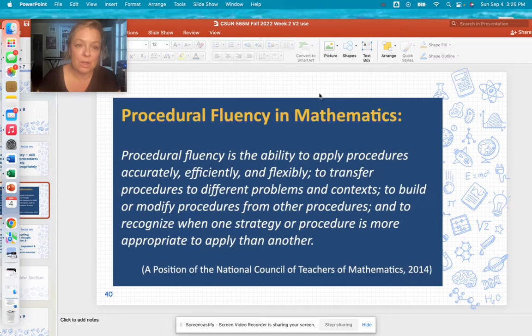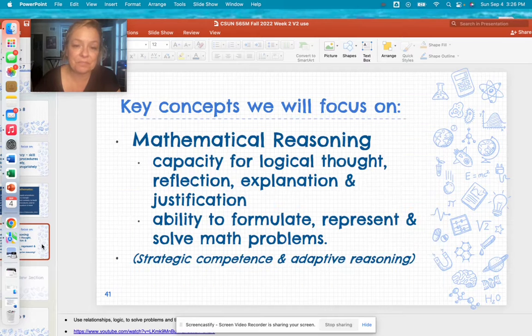And so children will ebb and flow between strategy types depending on their understanding, depending on the rigor of the problem, and also depending on the structure of the problem, which we will get into later in the course.